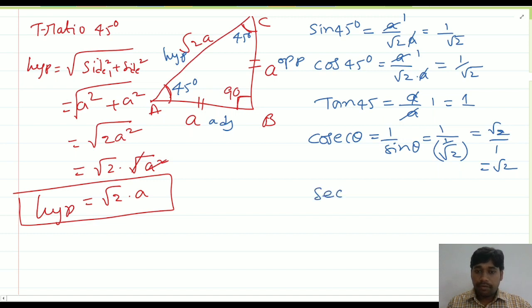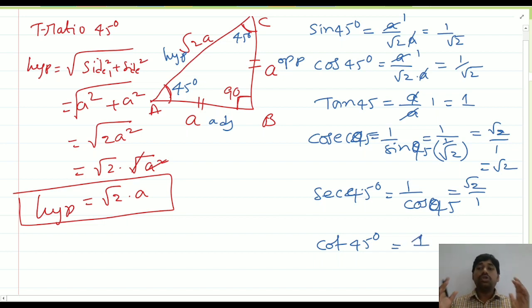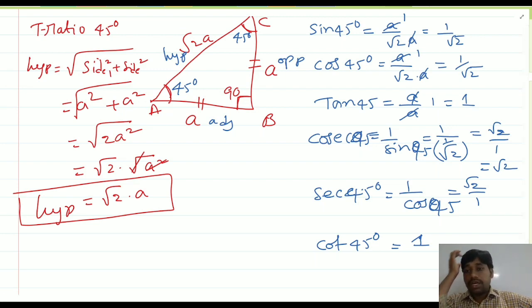Sec 45, so it is 45 degrees. That is 1 by cos theta, that is 45. So it is also root 2 by 1. Next, cot theta if you want. Cot 45 is the reverse of tan, 1 by 1, which becomes 1. So tan 45, cot 45 is 1. Sin 45, cos 45 is 1 by root 2. Secant 45, cosecant 45 is root 2.